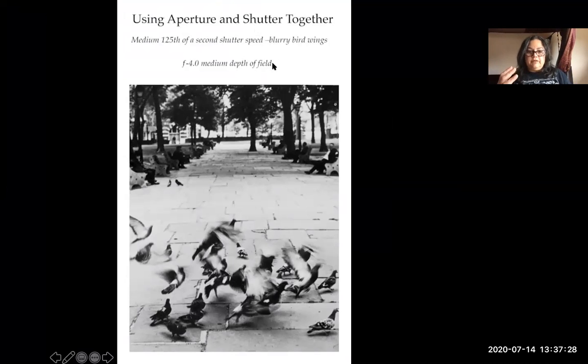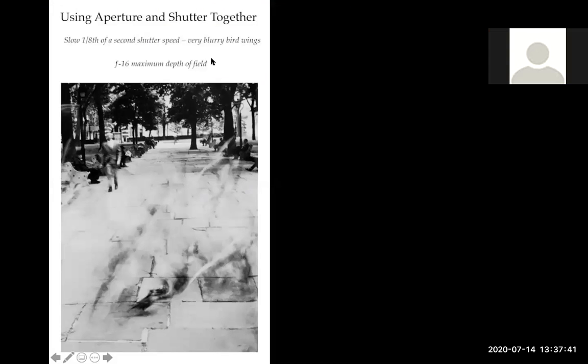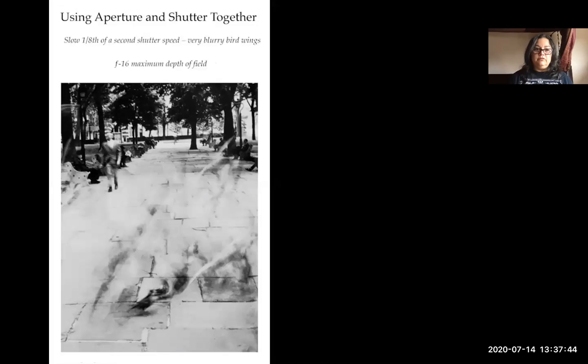So these next few examples will show you what happens both to motion and depth of field. In this first example, a slow shutter speed was used, 1/8 of a second, and a relatively small aperture, f16. And so we have great depth of field because we've used a small aperture. We can see the foreground and then all the way to the background. Everything is in about the same sharpness.